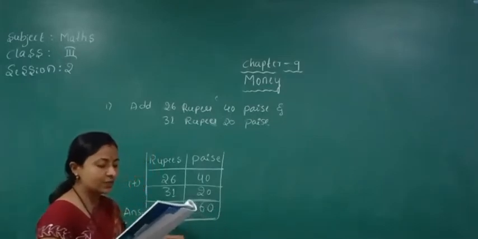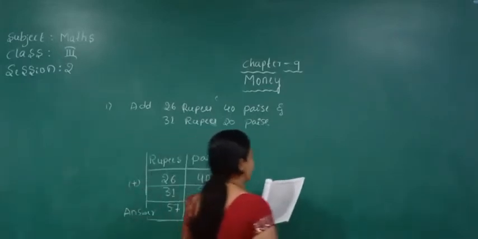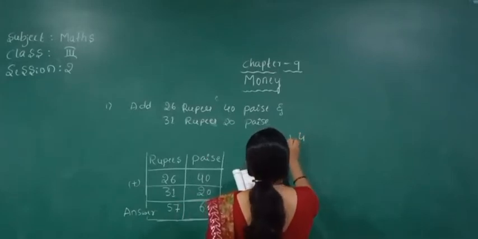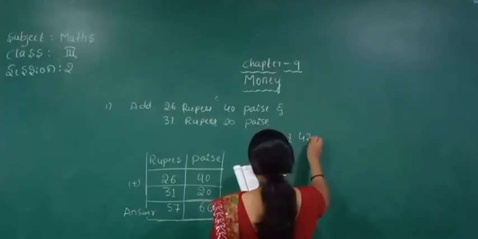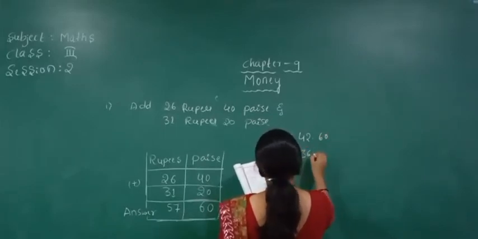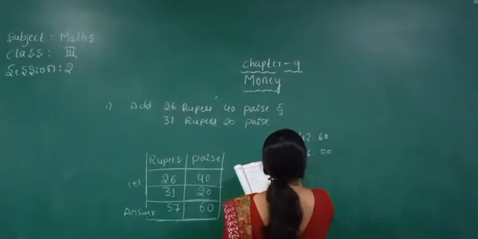Understood this one? Same method, I'll do another example here. That is 42 rupees 60 paise, and 36 rupees.